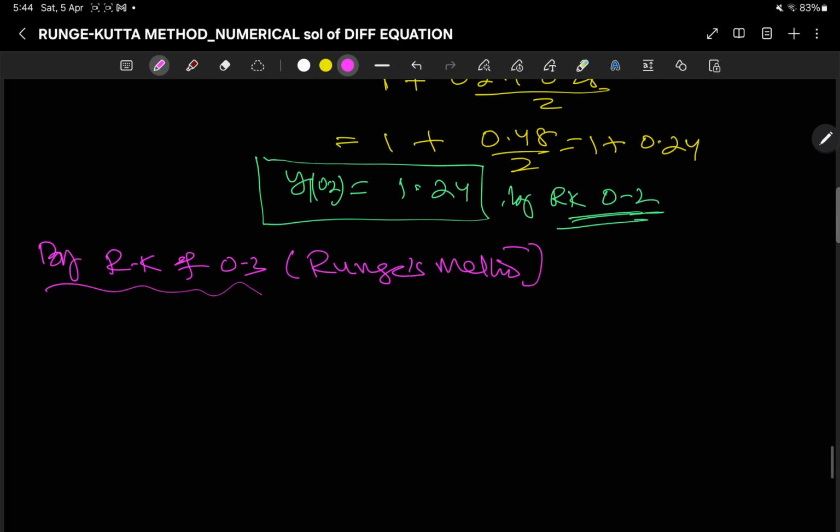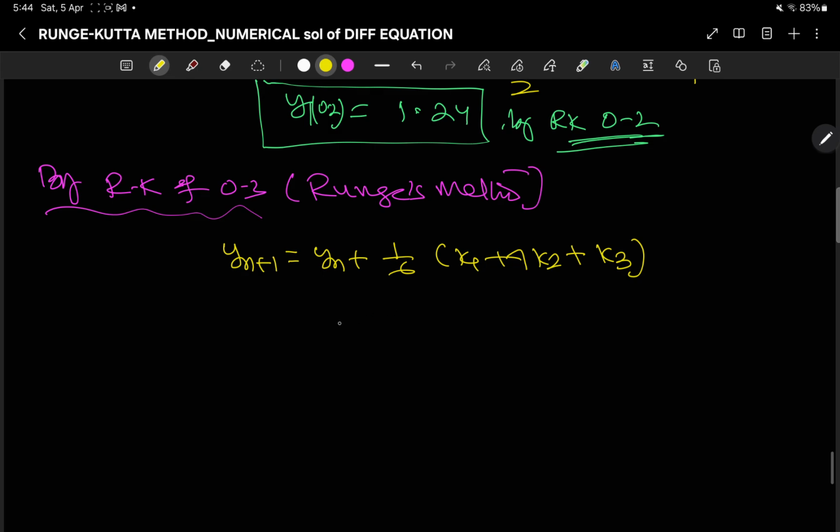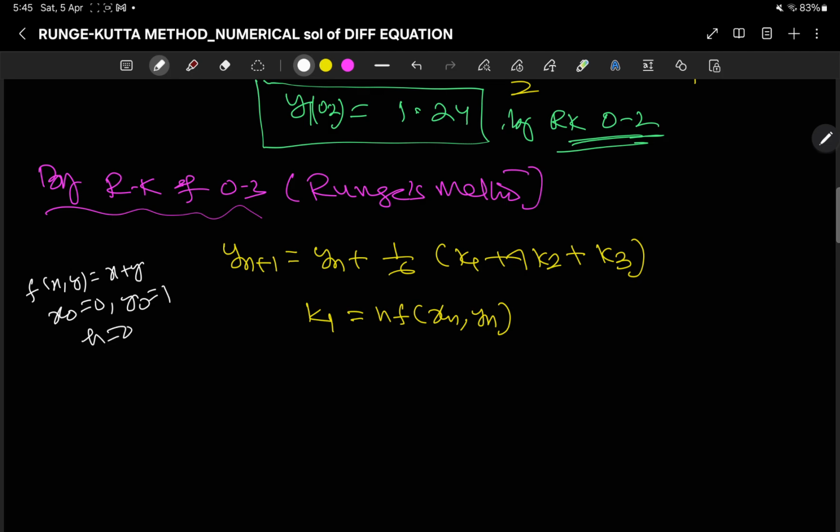Okay, so what is the necessary formula? The necessary formula here is yn plus 1 is equal to yn plus 1 by 6 (k1 plus 4k2 plus k3). Okay, and what is your k1? k1 is equal to h f(xn, yn), and here we have to perform only one step, because here f(x,y) is equal to x plus y, x0 is equal to 0, y0 is equal to 1, h is equal to 0.2. So x1 is x0 plus h, which is 0.2. We need to find y of 0.2 only. So we have to perform only step 1.